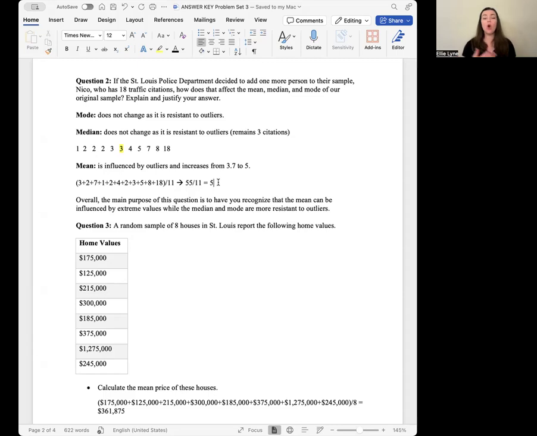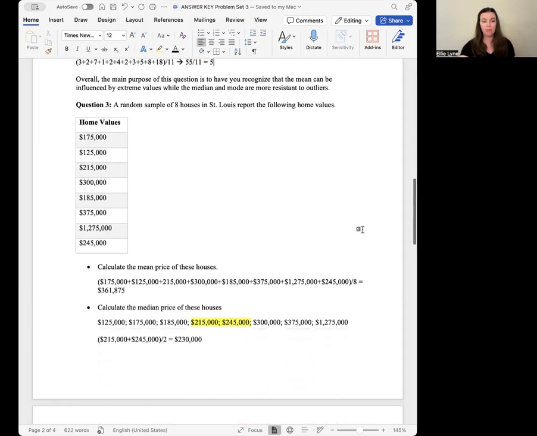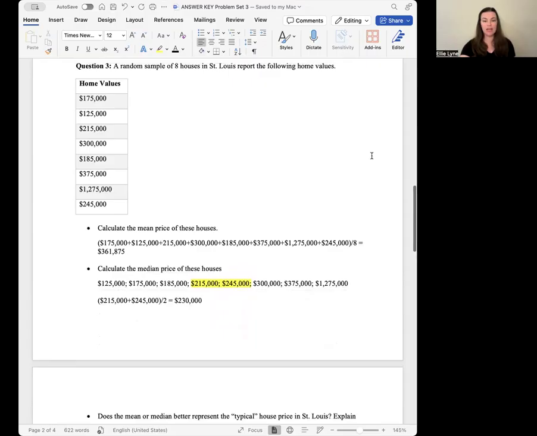And so again, the overall purpose of this question is to show you that the mean is easily influenced by outlier values, while the mode and median tend to be more resistant in these circumstances. Moving on to question number 3.